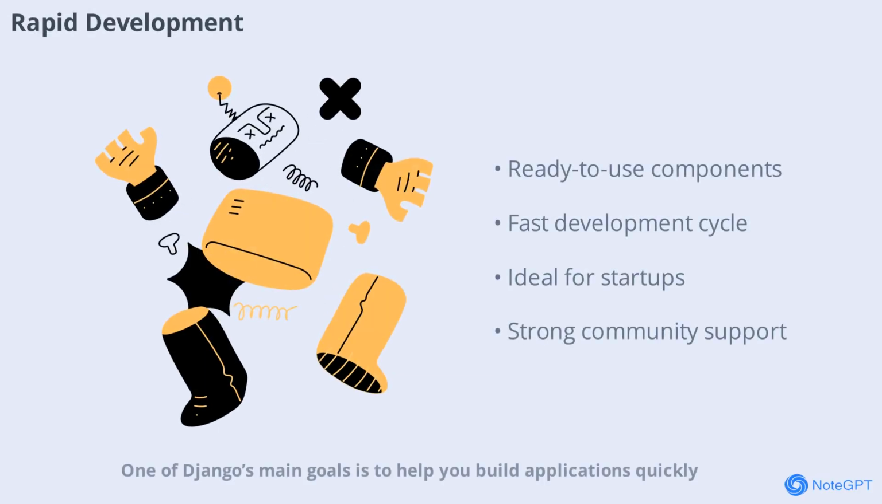One of Django's main goals is to help you build applications quickly. Its ready-to-use components, such as authentication, admin, and forms, allow you to focus on your unique features instead of boilerplate code. This rapid development cycle is perfect for startups, prototypes, and anyone who wants to get their ideas online fast. Django's documentation and community support make learning and building even easier.